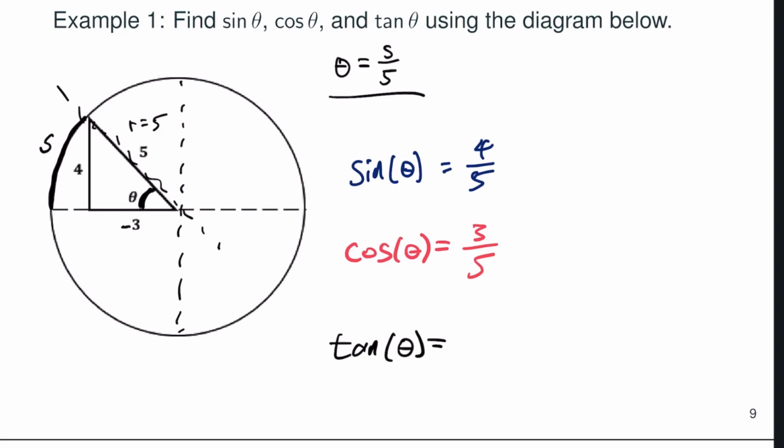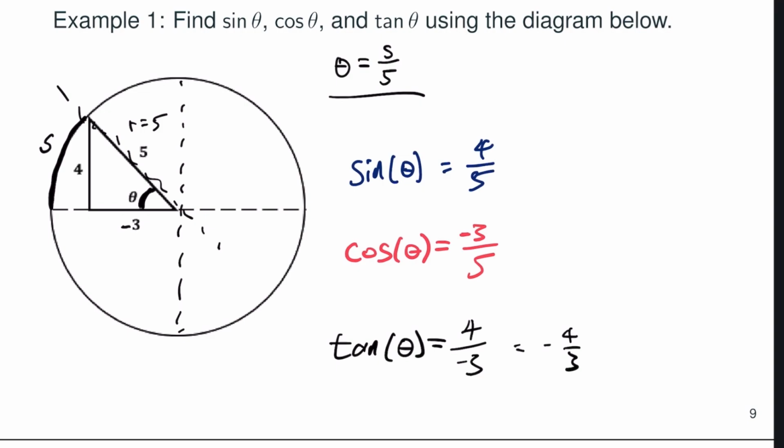This should be negative 3, because we're following the x and y coordinates, as we often do in trig function class. So let me fix that. This should be negative 3. Therefore, the slope will be 4 over negative 3, which we can just write as negative 4 over 3.